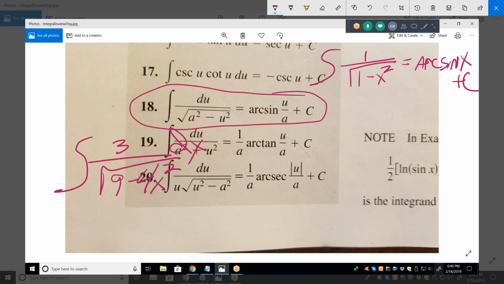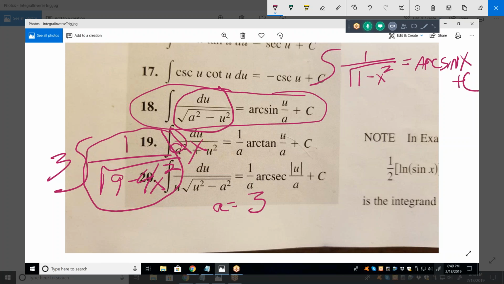And the very first thing let's do, and I don't see any reason why you would not always want to do this, take that 3 outside the integral, because you can, and it simplifies everything. Now, once we have it in this format, where we have a 1 in the numerator, now we're looking at exactly this, right? What's A? A is 3.